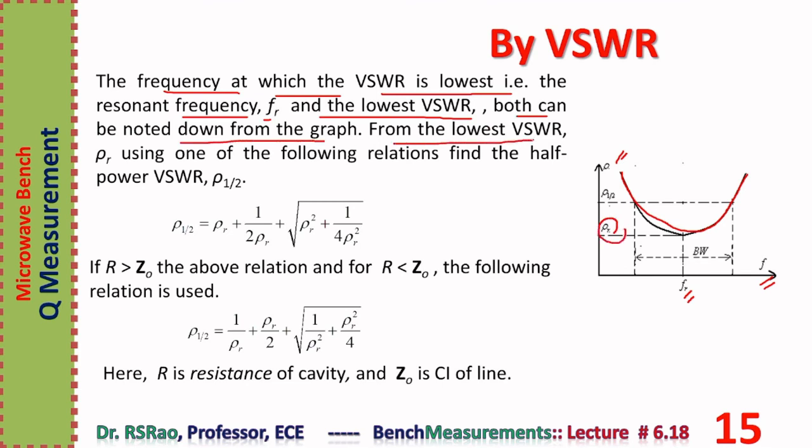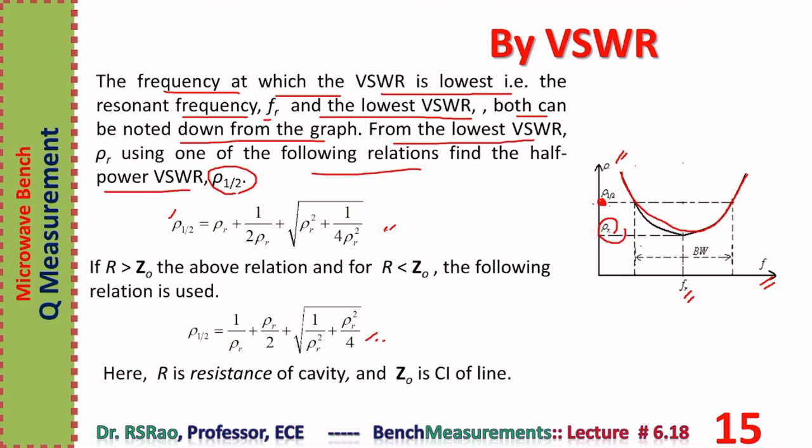From the lowest VSWR rho R, using one of the following relations, one can find the half power VSWR, rho half. This quantity has to be calculated from rho R and FR. Rho stands for standing wave ratio. Rho half is equal to (rho R plus 1 by 2 rho R) plus square root of (rho R square plus 1 by 4 rho R square). Either this relation or the relation given just below: rho half equals (1 by rho R plus rho R by 2) plus square root of (1 by rho R square plus rho R square by 4). Using either one relation, one has to find out rho half.